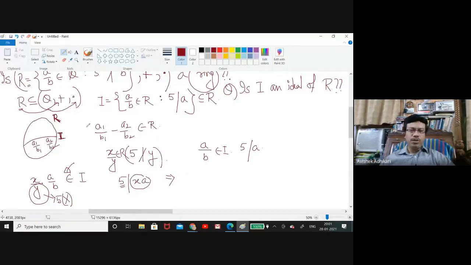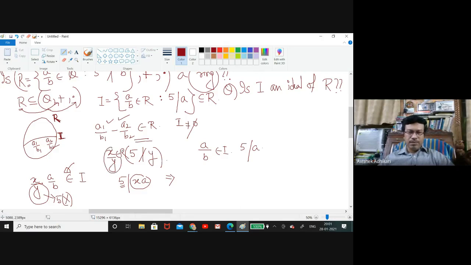Firstly, it has to be non-empty. I need to show that this is non-empty. That you can very easily show, because 0 by b belongs to R and 5 divides 0. So I is non-empty. First step is I is non-empty. So second step is to take two elements, then you can subtract them, then you have this property.